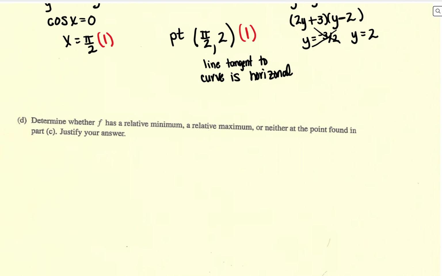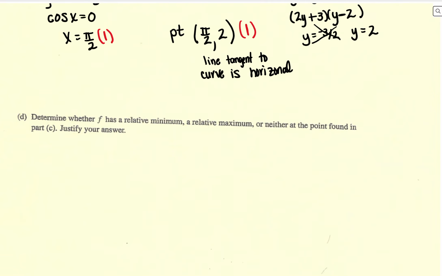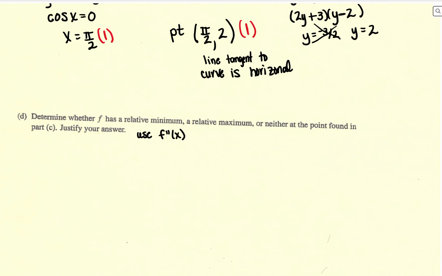Okay, the last part, part D, says let's take that last point we just found, pi over 2, 2. Is that point a maximum, a minimum, or neither? In order to do this, we have to think about how we can tell if something is a max or a min. So what we're going to do is use the second derivative, and we're going to use concavity.